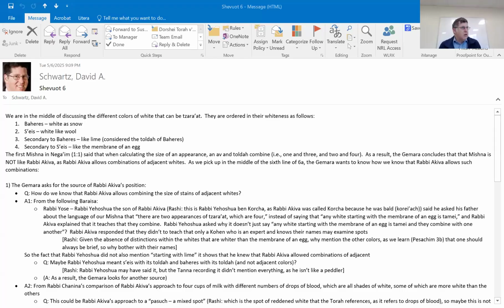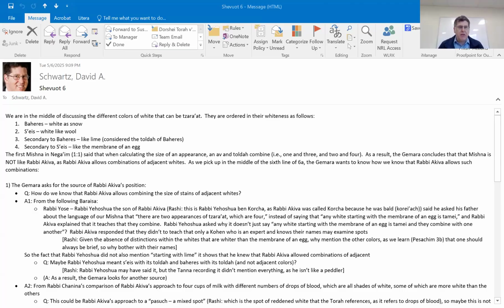So let me share my screen and we'll get started with the background for today's class. We're in the middle of discussing the different colors of white that can be tzarat, and they are ordered in their whiteness as follows. First is baheret, that is white like snow. Second is se'et, and we said that that is white like a new baby lamb's wool, and we'll say a little bit more about that today.